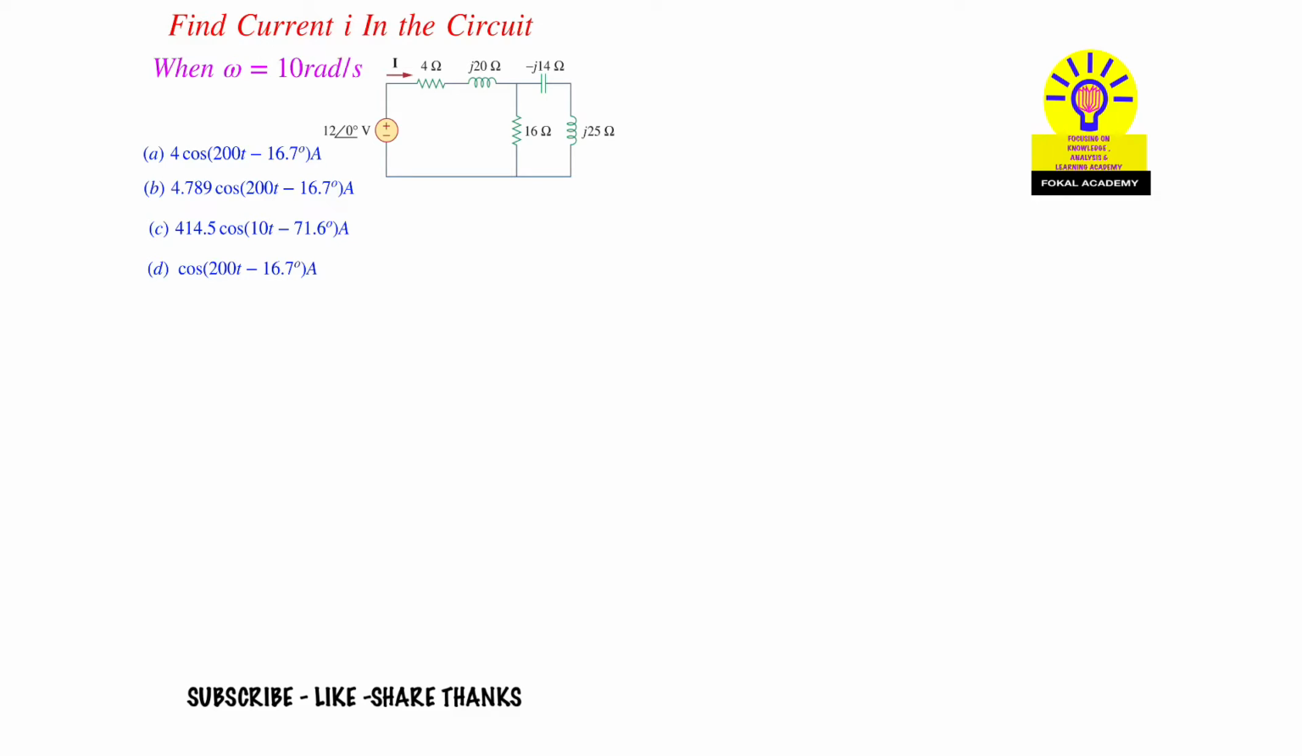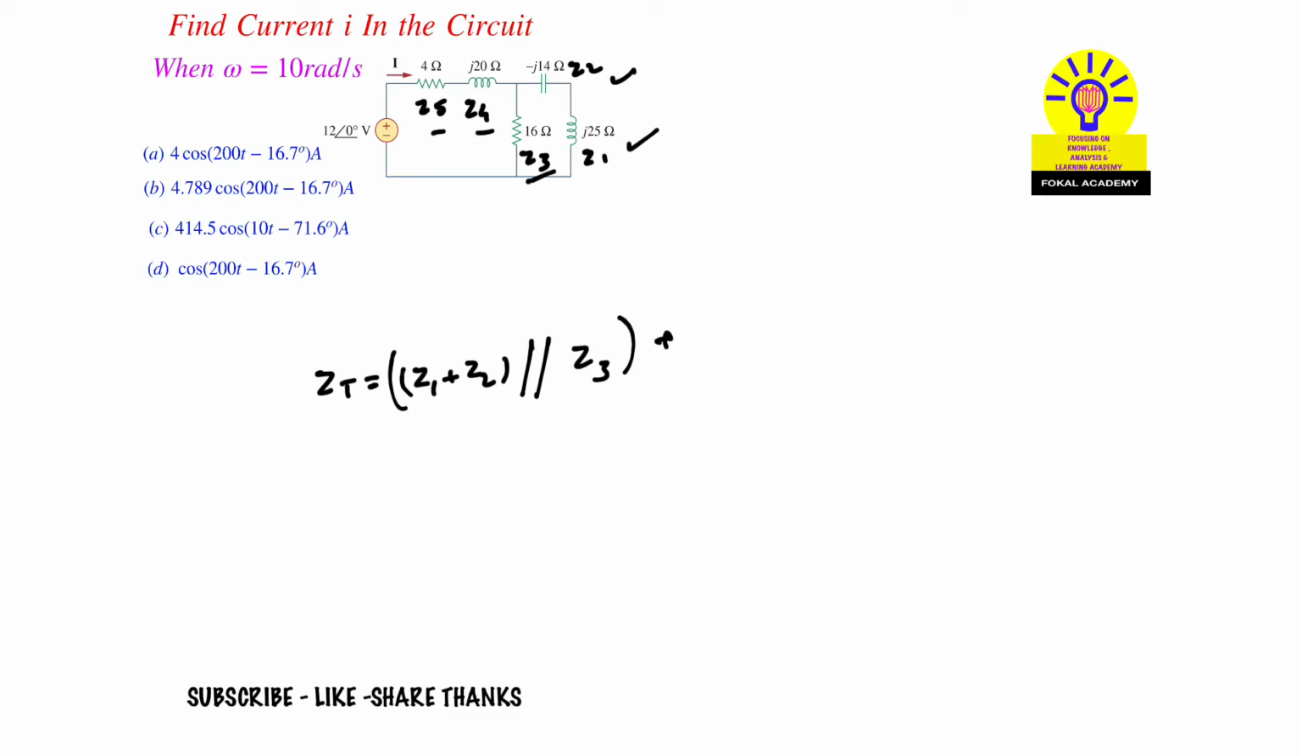First of all, find the overall impedance. Let's consider this is Z1 impedance, this is Z2, and this is Z3, Z4, Z5. Now I want the overall impedance, that is ZT equal to: Z1 and Z2 are in series. So Z1 plus Z2 in series is parallel with Z3. This overall impedance is in series with Z4 and Z5.